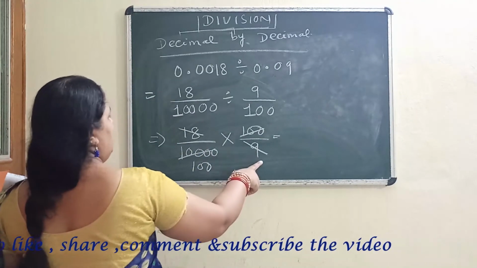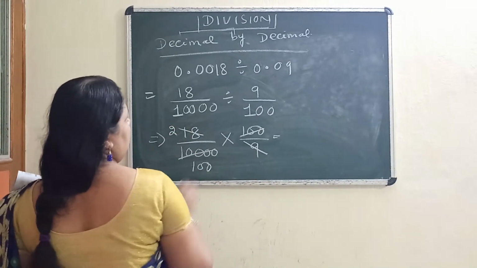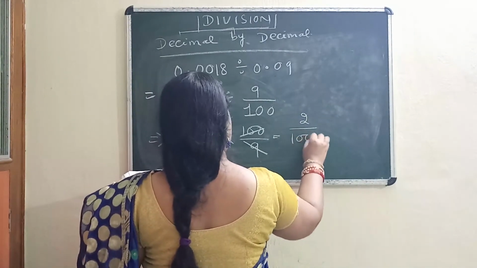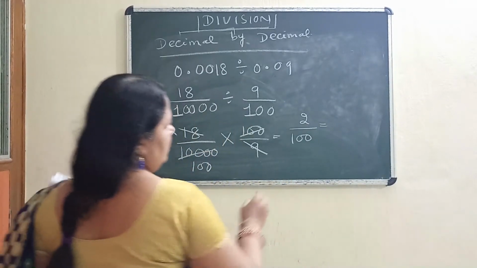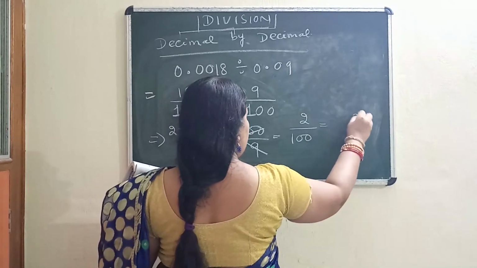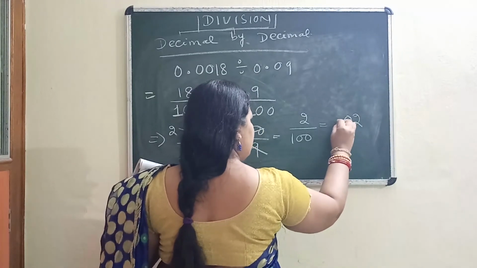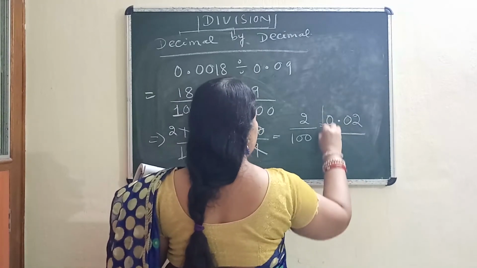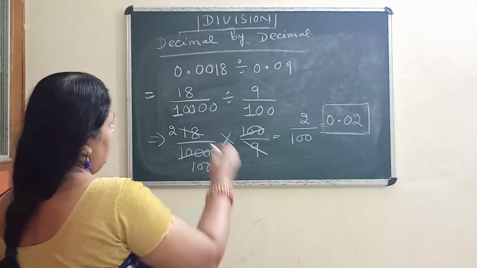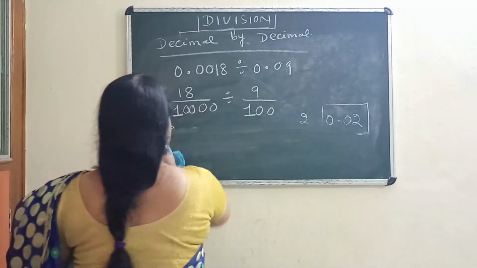We can simplify here. 9 ones are 9, 9 twos are 18. Okay. It's coming 2 by 100. That means how much? 0. How many zeros? 2 zeros. So you have to write the number, but we required 2 places, means add 1 zero, put the decimal point, and this is your answer, 0.02. Okay. Like this you have to perform when we are dividing a decimal number by another decimal number.